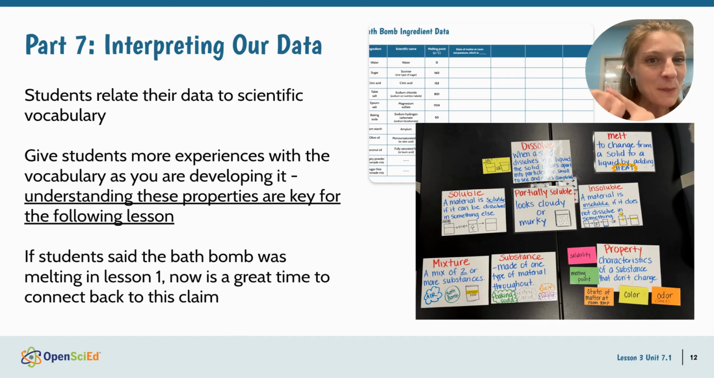Take a little coconut oil, put it on students' hands, ask them to notice what they see is happening. They'll say it's turning from a solid to a liquid. And that's with heat. And so we're able to go back to our bath bomb and say, wait a minute, we didn't add heat to our bath bomb, so bath bomb's not melting. Okay, great.